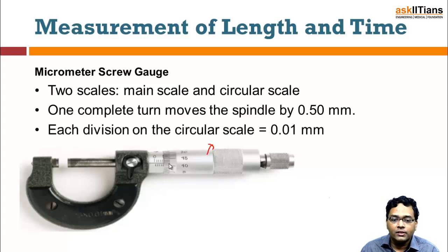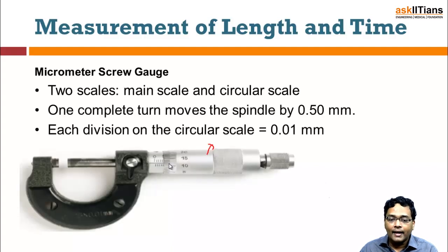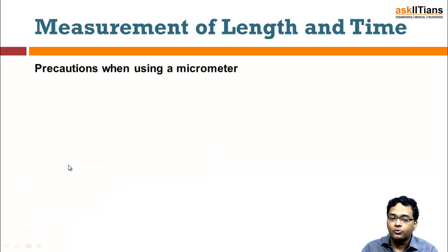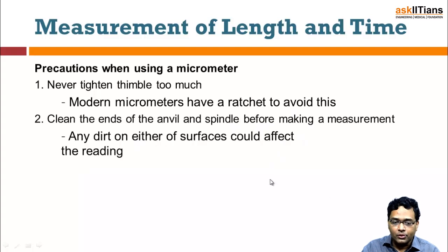Each division on the circular scale which can move is 0.01 millimeters. Now there are a few precautions which you need to keep. You shouldn't be tightening it up too tight. That is, this shouldn't be moved too tight. Modern micrometers have a ratchet to avoid this, but you shouldn't be doing that.